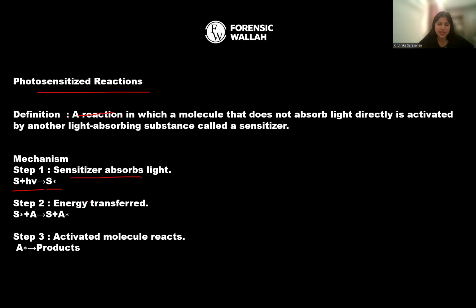Now the energy is getting transferred, this excited state along with the energy that is activated. Now it goes into the singlet state. Now the sensitizer is giving the energy, right? So it forms A star. Now the activated molecule basically forms product. As you can see, there is an energy transfer involved here.